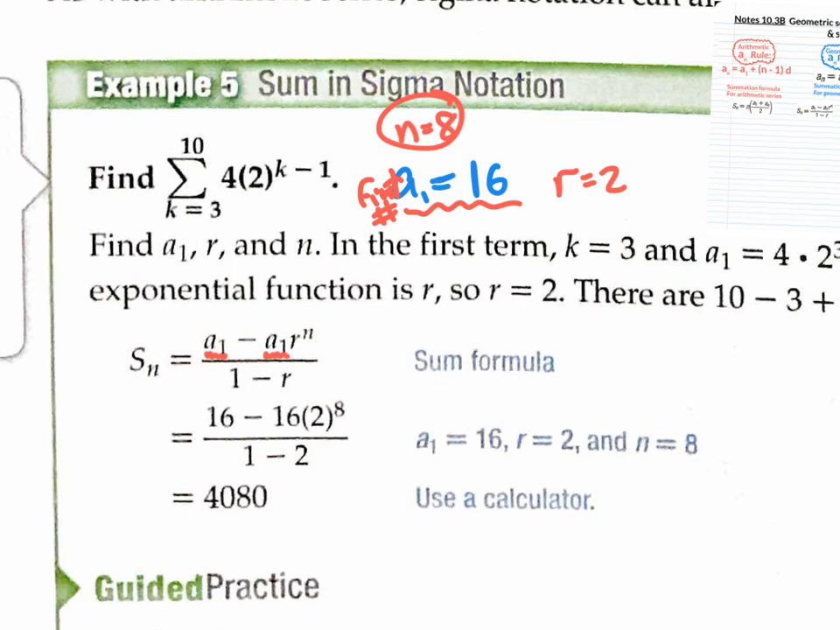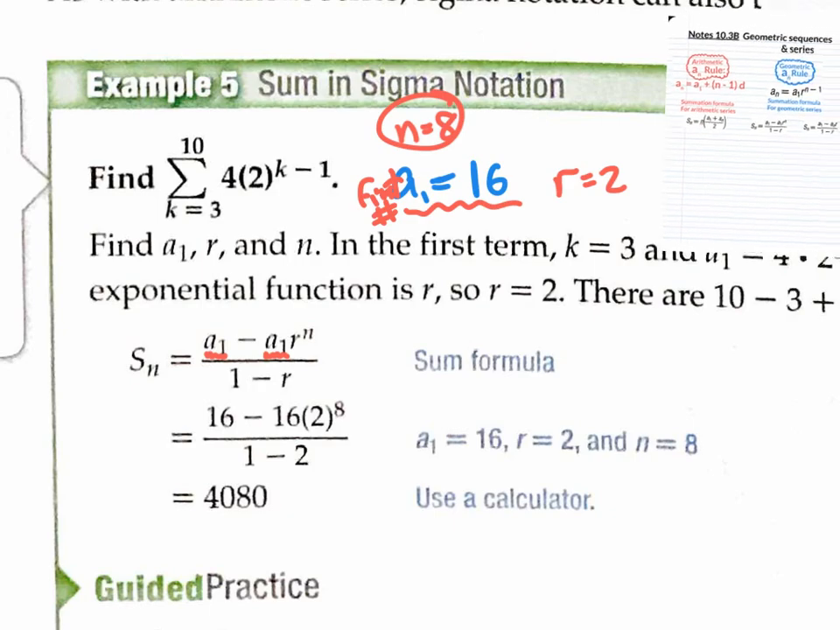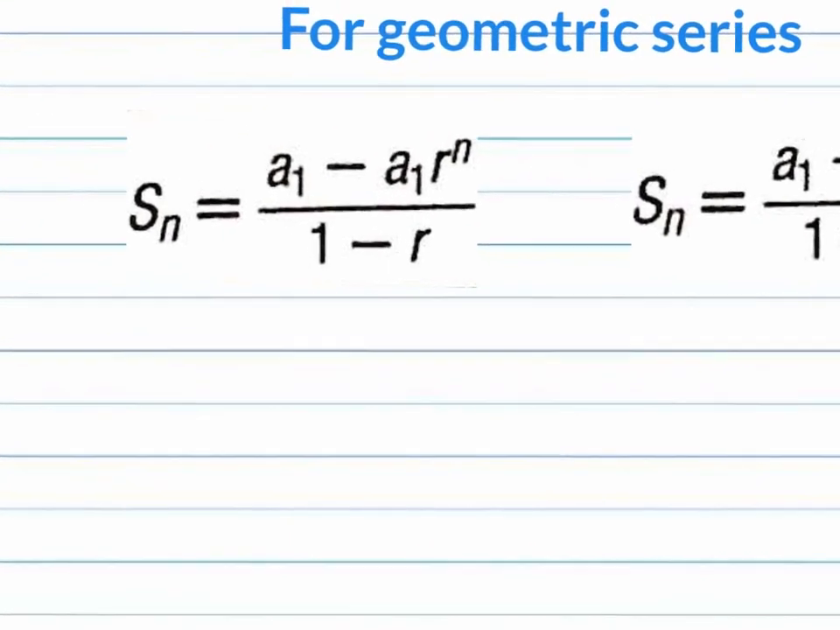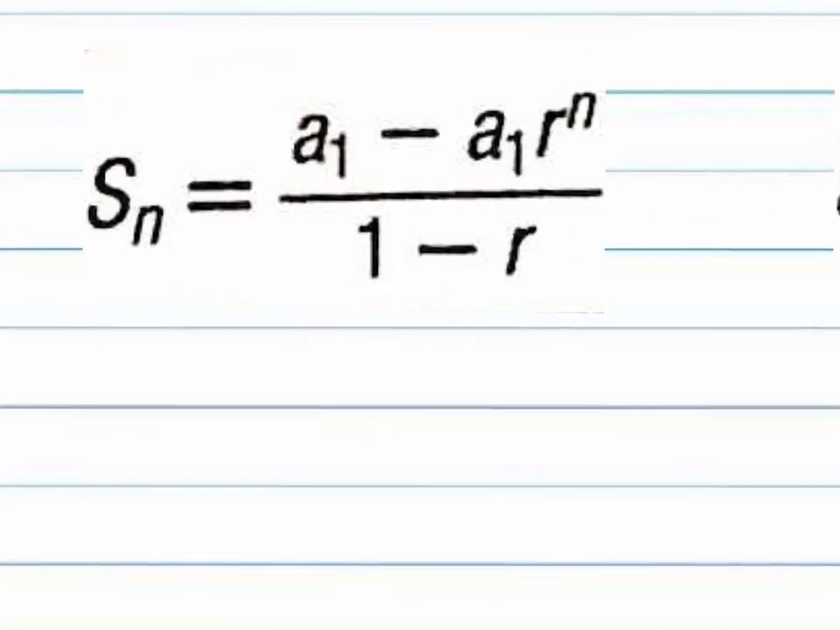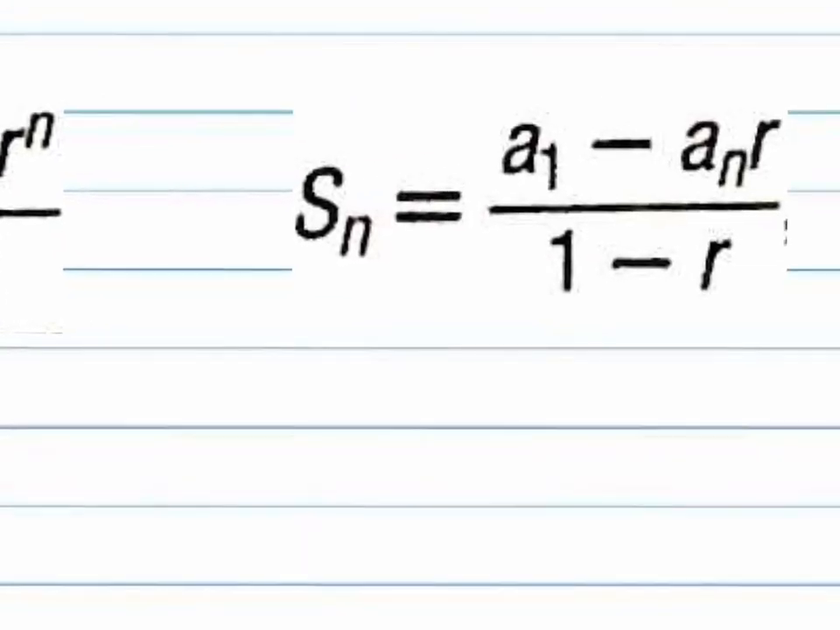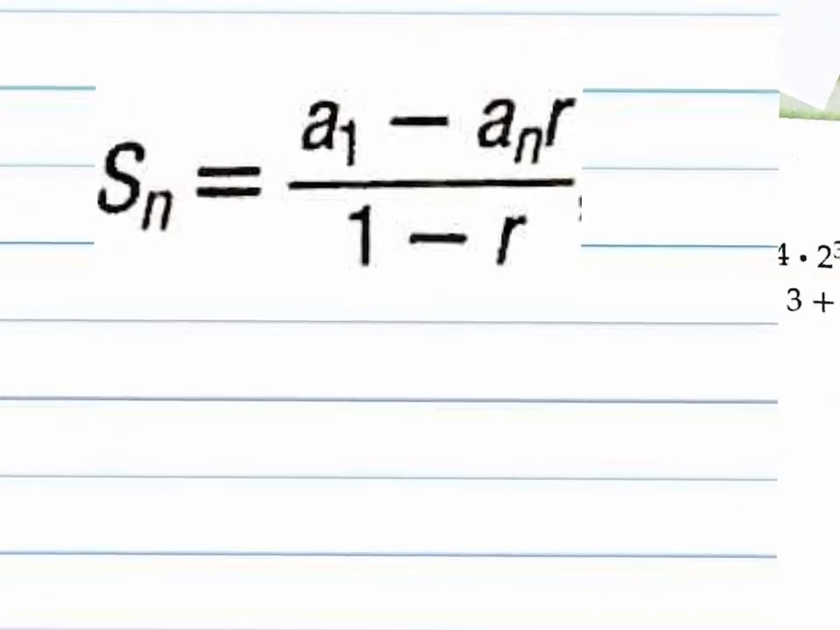So I think that's pretty straightforward, guys, the formulas that we're using. If we take a look at this example 5, could I have used the other one instead? We use this one right here. Why? Because we were able to find a sub 1. We were able to look at the problem and identify r. But if I really wanted to, I could have done this one as well for that same problem.